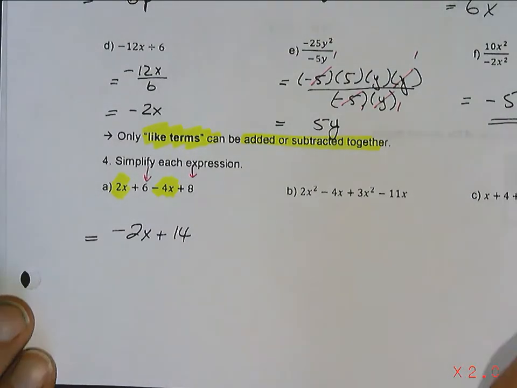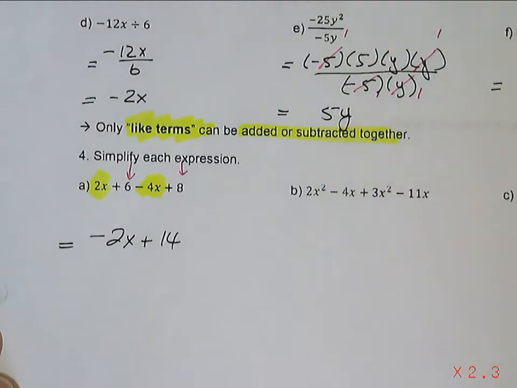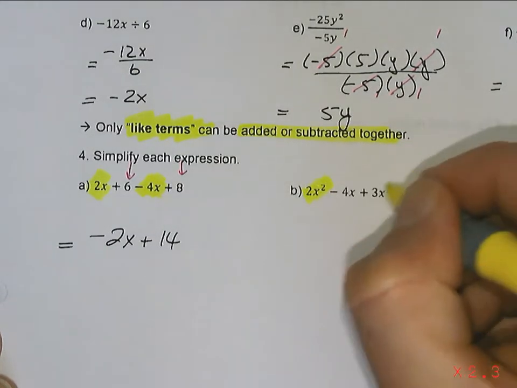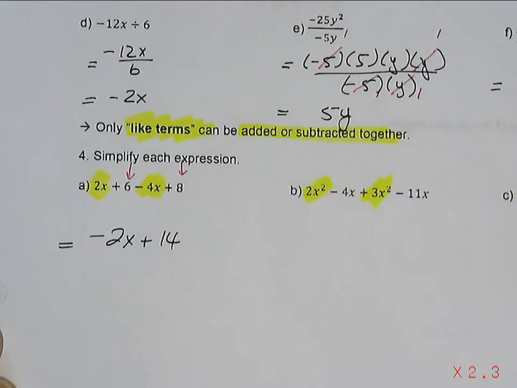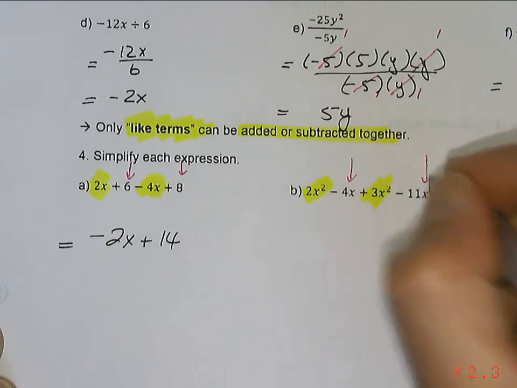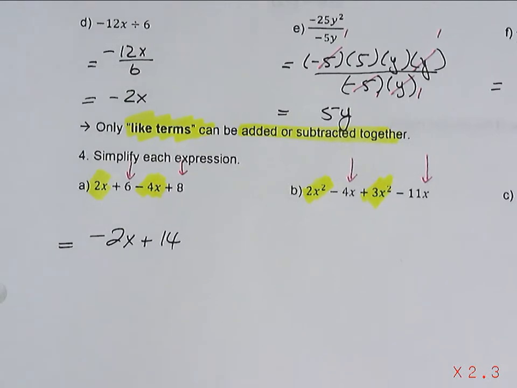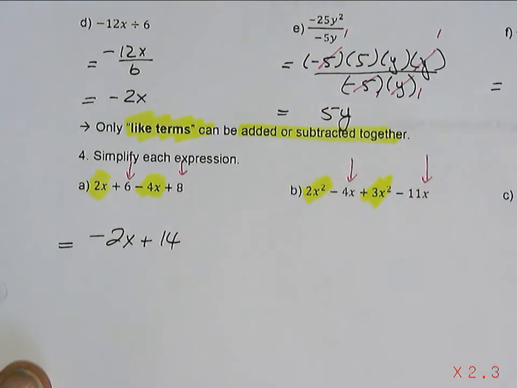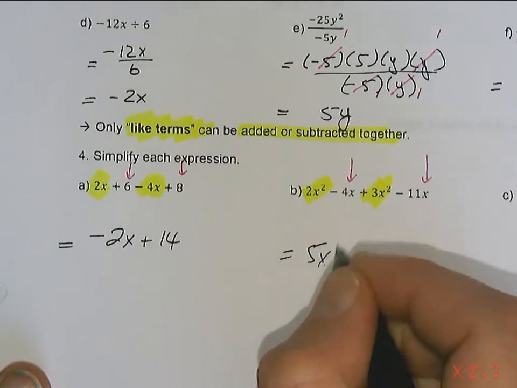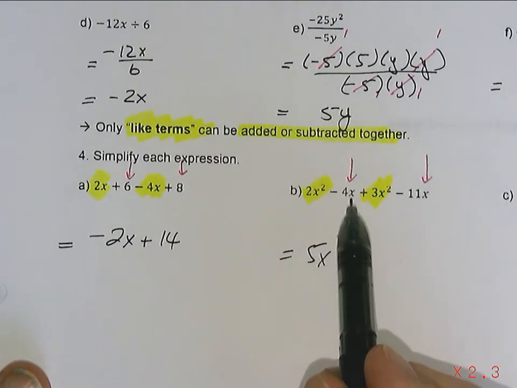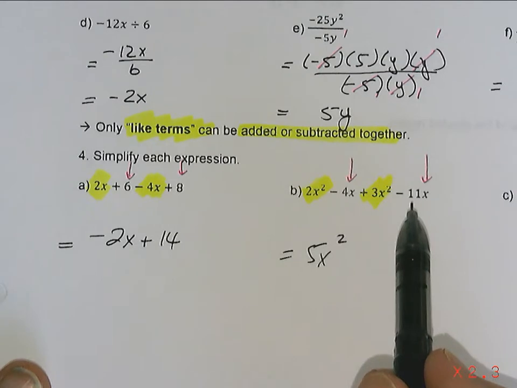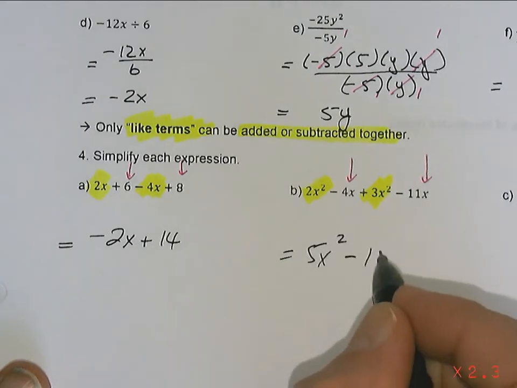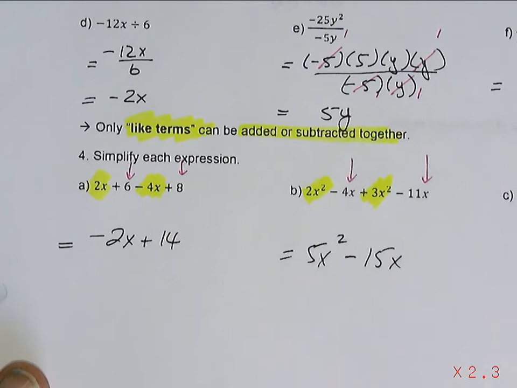Let's look at the next one. I'm going to zoom in a little bit here. So what are my like terms? My x squared are like terms, and my x's are like terms. You can't add an x squared to an x. They're not the same. But if I have 2x squareds and someone gives me 3 more x squareds, then that would give me a total of 5x squareds. And if I had negative 4x's and someone gave me 11 more negative x's, I would have 15 negative x's.